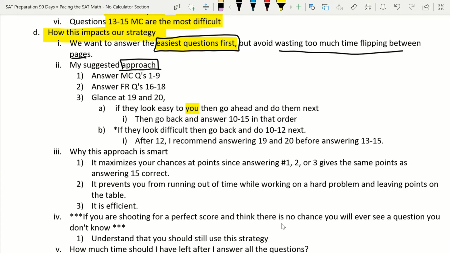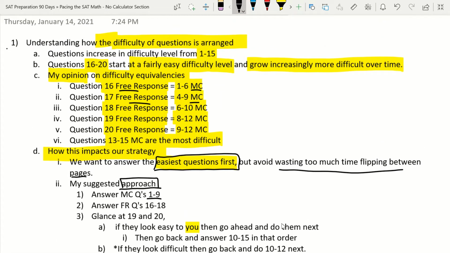So why are we going to answer multiple choice questions 1 through 9 first? Well, let's take a look at our difficulty equivalencies. We know questions 1 through 9 tend to be fairly easy on the SAT math without calculator section. 1 through 9 are going to be fairly easy, and as far as the difficulty equivalencies, they're generally equivalent to about 16 through 18.